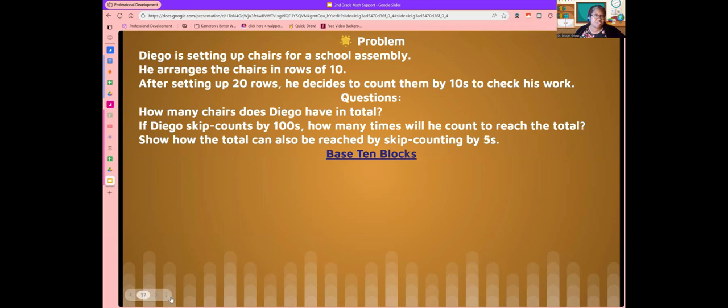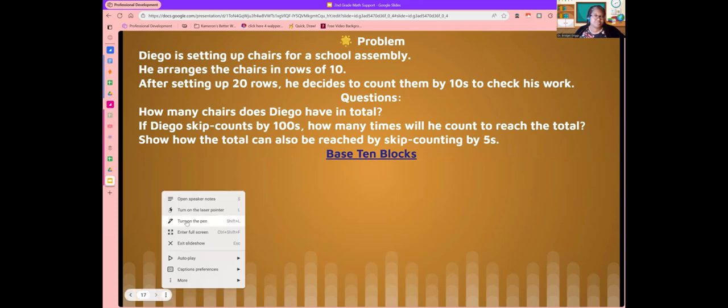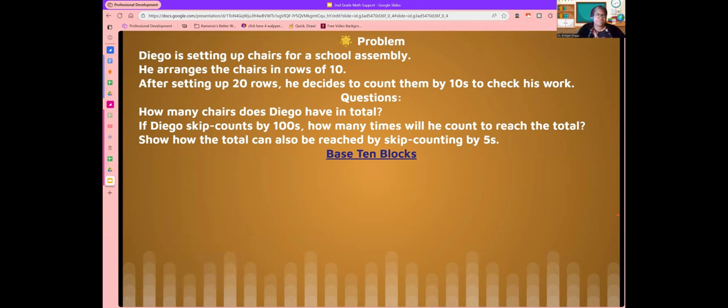So this has a few things with it. But let's look. So he's arranging his chairs in rows of 10. And he set up 20 rows. But then he decided he wanted to check by counting by 10s to check his work.